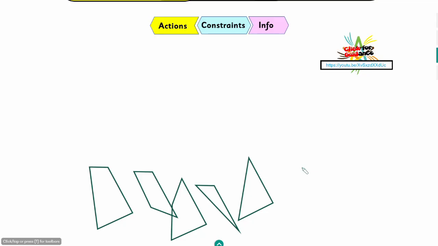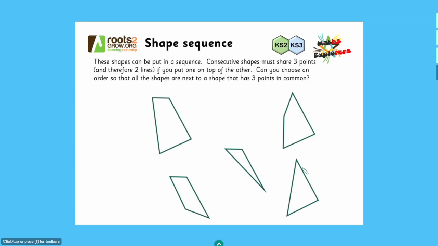Now another puzzle that we are looking at is a shape puzzle. The way this puzzle works is we've got to find shapes that have 3 points in common and decide what sequence they would go in. We want a sequence such that each shape has 3 points in common with any shape that's next to it, and we want to put them in order so that happens.